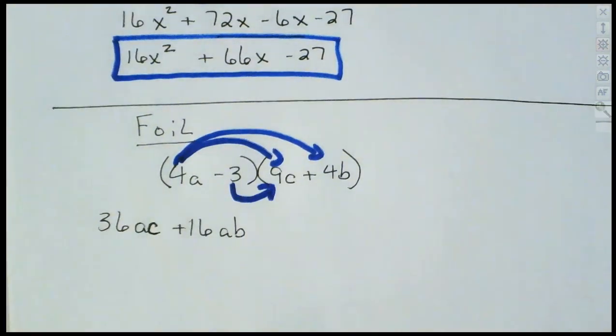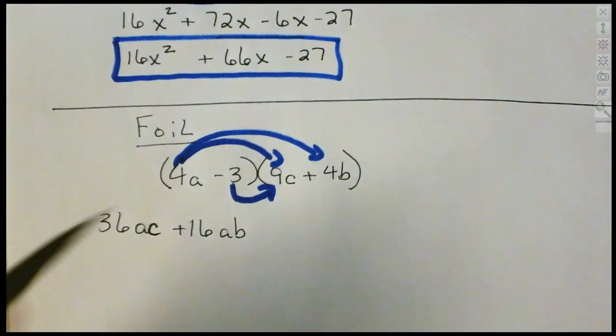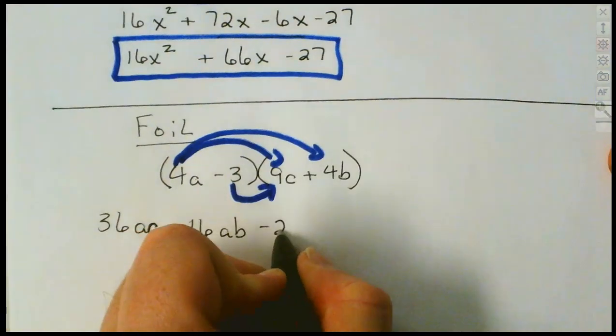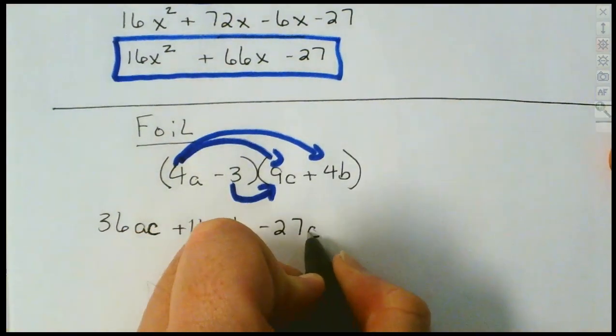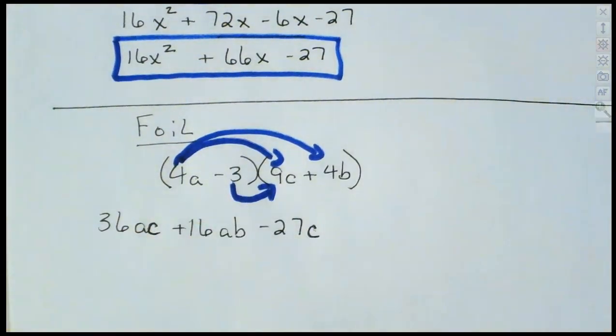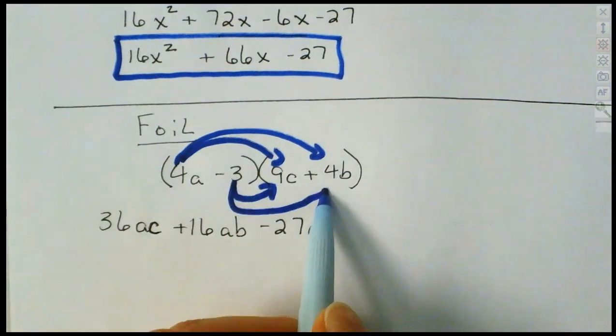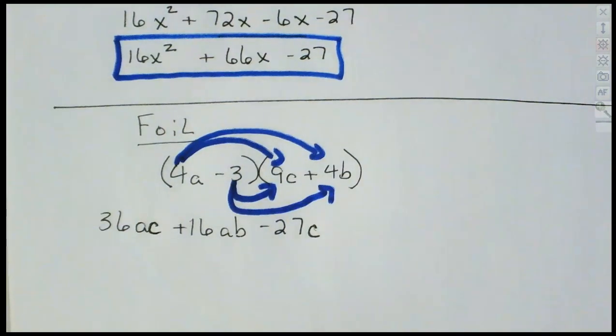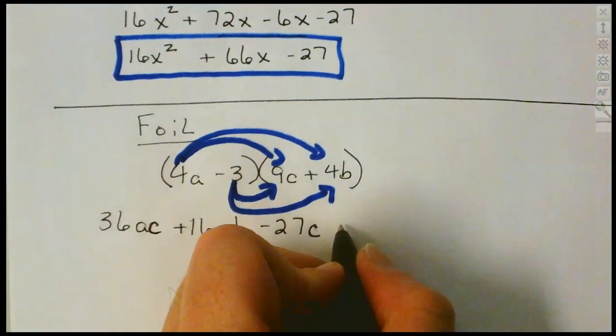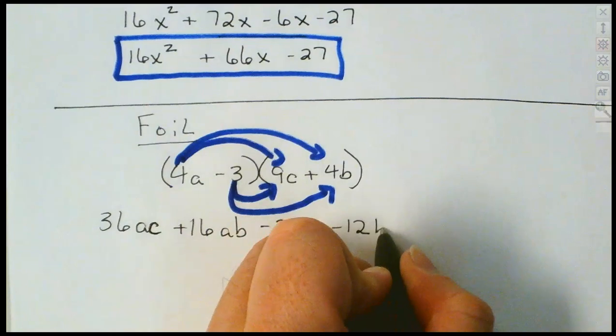Next, we have minus 3 times 9. Minus 3 times 9 is a minus 27. And that's going to be a minus 27c. And then finally, the last times the last is minus 3 times 4. That's a minus 12. And what's our variable?